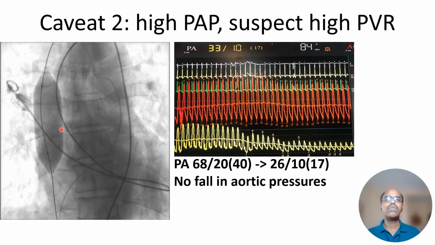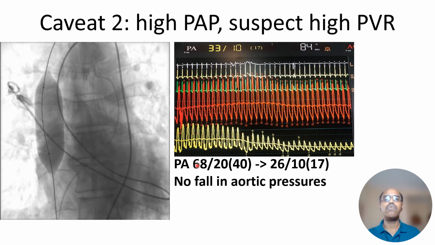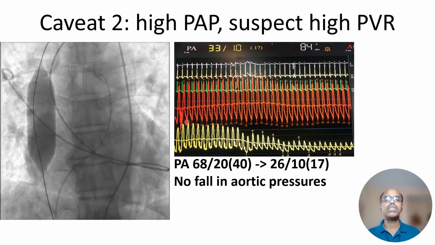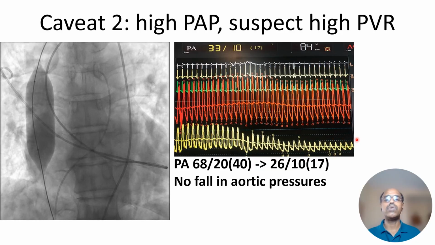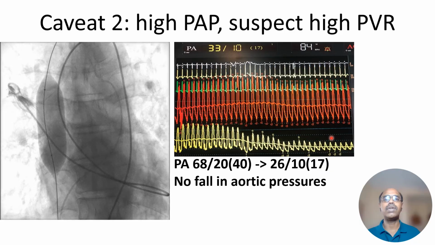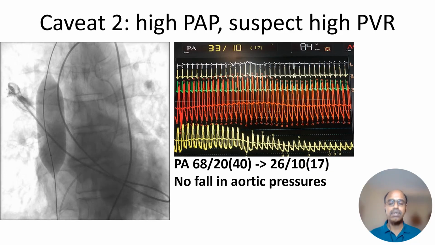With complete closure of the defect, the PA pressure actually falls. Originally, we start off with a 68 peak pressure and a mean pressure of 40. And during the balloon interrogation, it drops down to 26 peak pressure and a mean pressure of 70, indicating that the PA pressure is hyperkinetic.